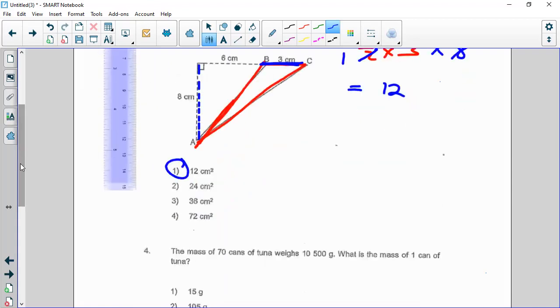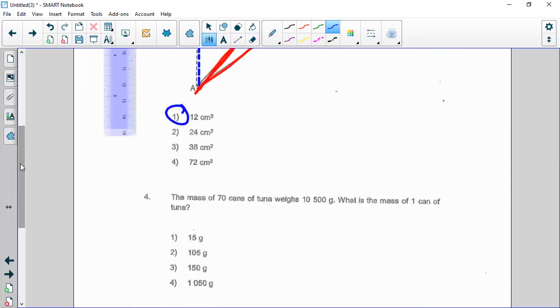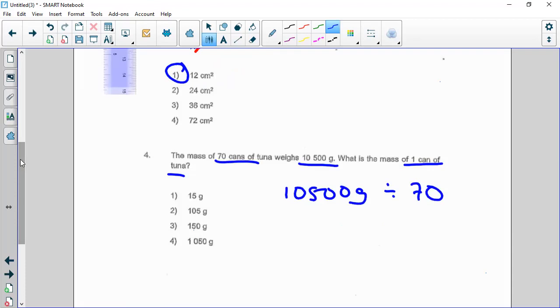Let's go to number 4. The mass of 70 cans of tuna weighs 10,500 grams. What is the mass of 1 can of tuna? The numbers are very big, and you're not supposed to use a calculator. You're supposed to divide by 70. Once again, shortcut, your teacher has taught you already.